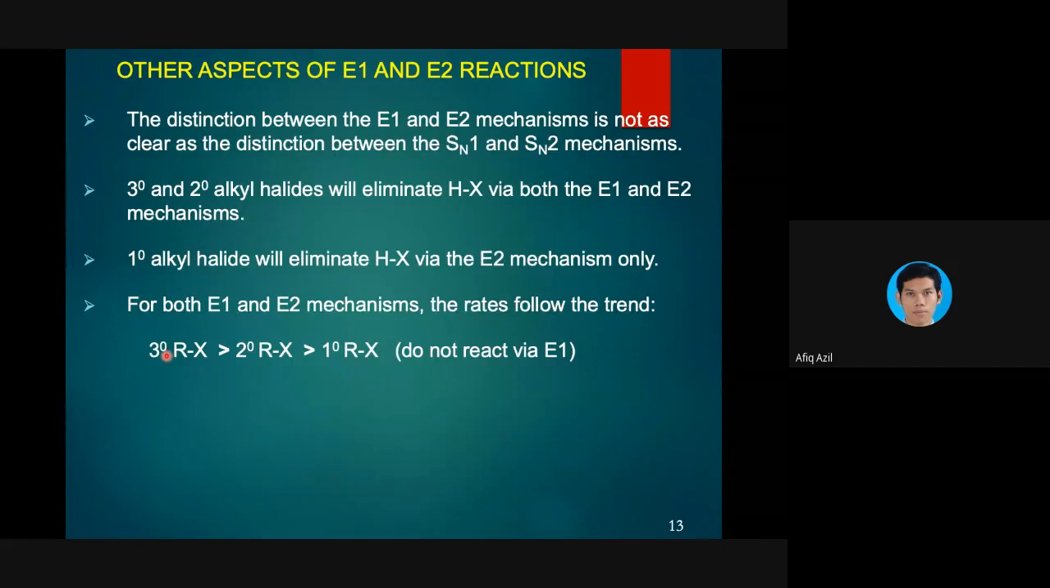But for both E1 and E2 mechanisms, the rate follows the trend as follows, meaning that here you have tertiary alkyl halide, and then you have secondary and primary alkyl halide. Okay, but primary alkyl halide does not react via E1. Okay, it will only proceed via E2 mechanism only.